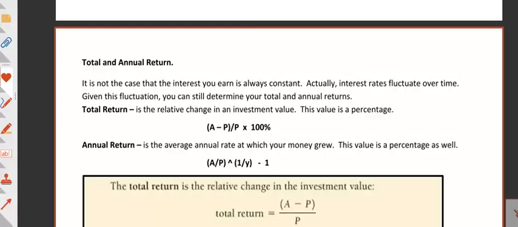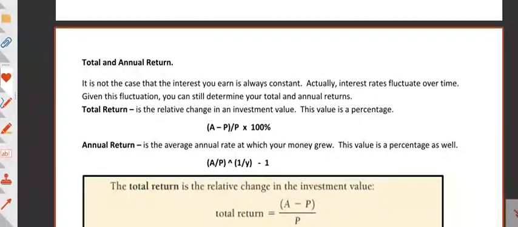All right, let's do some more work here in section 4C. And keep in mind that I'm going to give you all these formulas. You just need to know when to use them and how to use them. So we've got a couple situations here. We might want to find total and annual return.